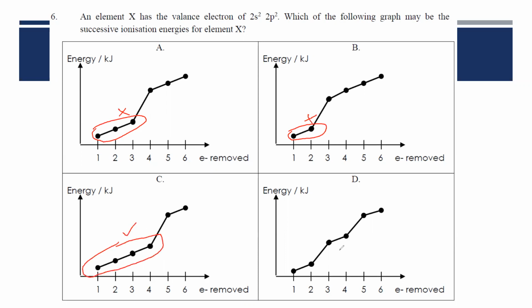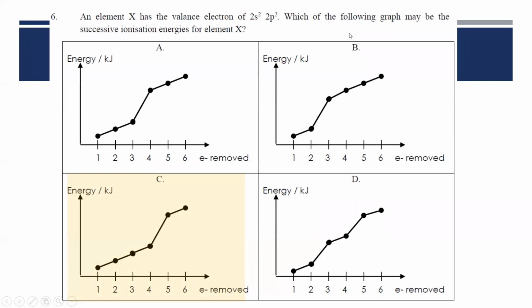And the difference between the log ionization energies here, they shouldn't be this far apart. This is too far to separate between NP and NS. So the best answer here is still C. So that is how you answer question number 6.